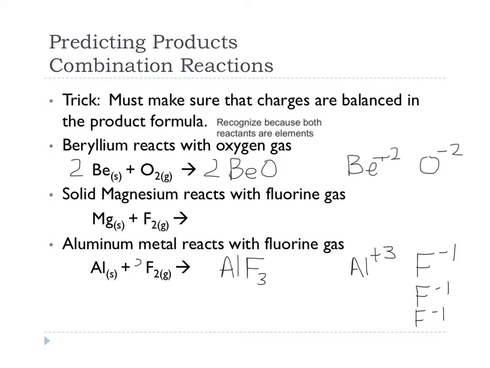Once I've figured out the formula of the product, then I can balance my chemical equation. I'm going to put a 3 here and a 2 here to get the fluorines matched up, and that'll make my coefficient in front of the aluminum a 2. So that's combination reactions. Let's move on to the next type.